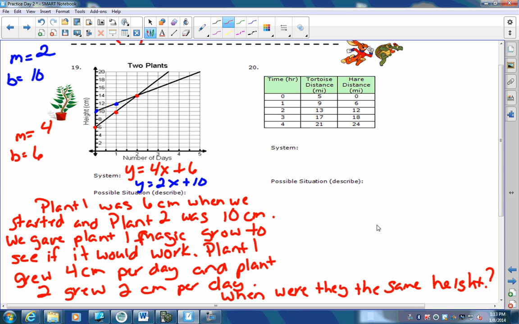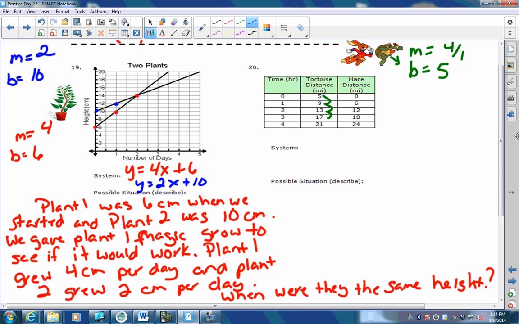Now on number 20, all they want you to do is write the system. They're not asking you to come up with the solution, but we'll talk about that in just a second. The tortoise. For the turtle, how fast is he going and when does he start? He started at 5. How fast is the tortoise going per hour? 4 miles per hour.